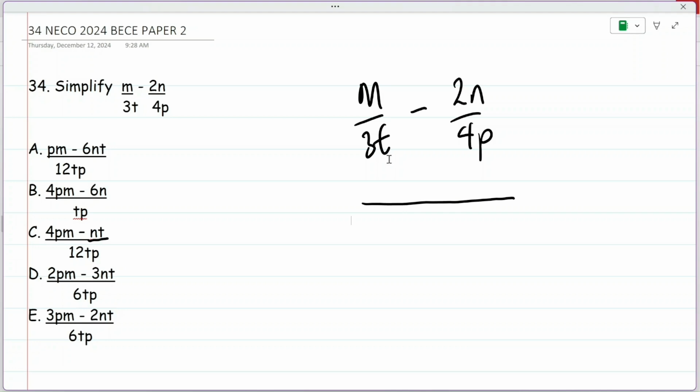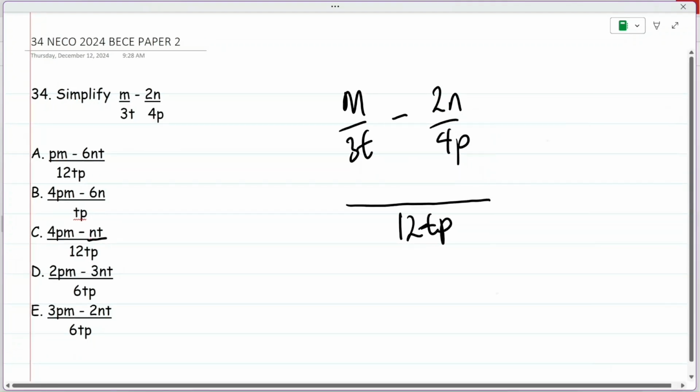You rule your line. You might think finding the LCM of 3t and 4p is hard. Just find the LCM of the numbers first. The LCM of 3 and 4 is 12. Then since you have one of t and one of p, just join them together, tp. So your LCM is 12tp. That's simple. Now you do the normal process.